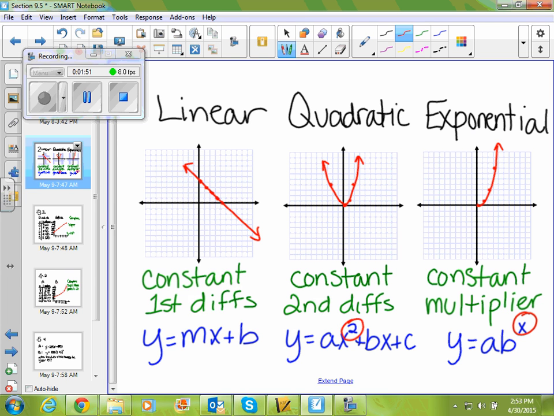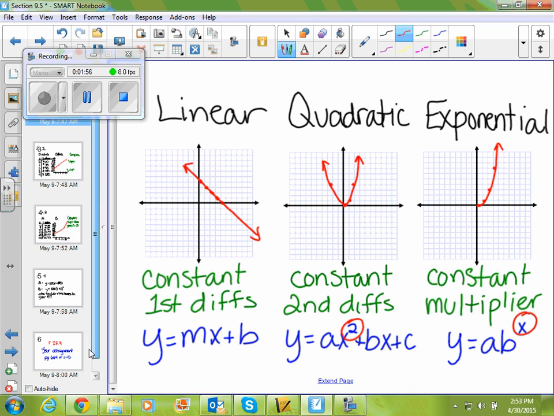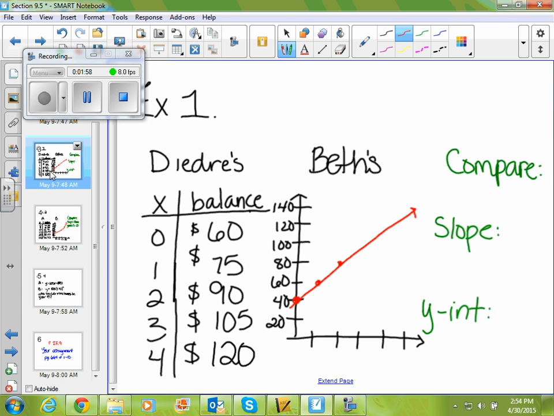Okay, makes sense? Any questions on the review part? Okay, so today we're going to compare graphs and tables and equations to see which one has the highest slope. So if I look at example 1, Deidre and Beth each deposit money into their checking accounts weekly. Their account information for the past several weeks is shown. So here's Deidre's account balance, here's Beth's account balance. We're going to compare them to figure out which one has the highest slope.